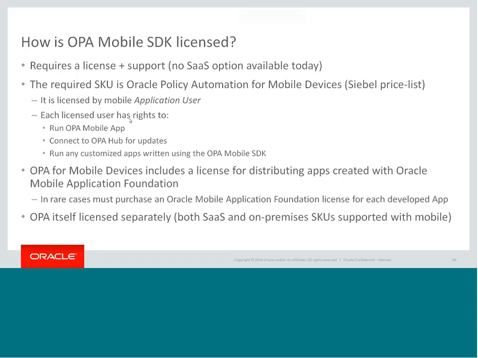So they can either run the vanilla OPA mobile app, which isn't terribly exciting probably for most customers. In most cases, people will want to be able to save the interview, the data that's collected through those interviews, and integrate with other apps. But you can run that with that license. You can connect to the OPA Hub to get updates for those mobile users if you want to do that. And then you can obviously run customized apps written using the OPA Mobile SDK. So generally, provided you've got application user licenses, you can run any apps written using the OPA Mobile SDK.